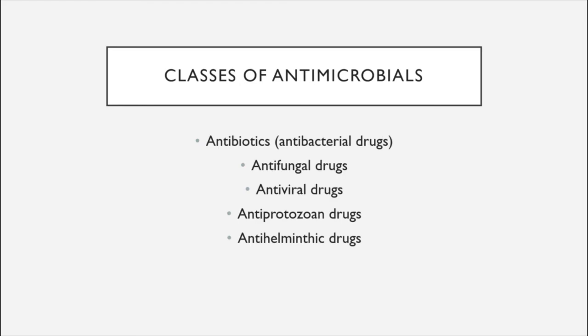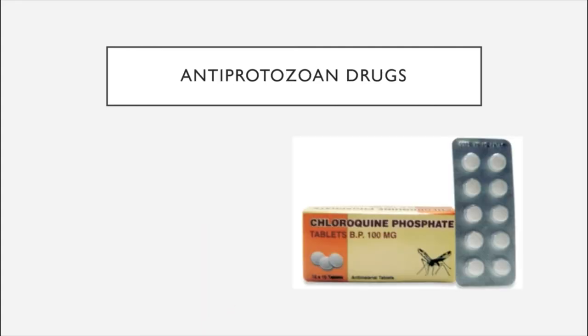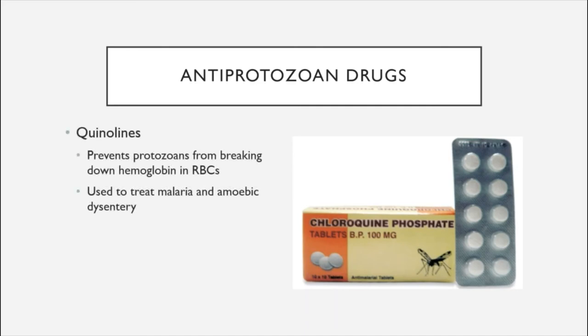Now we're moving on to antiprotozoan drugs. Antiprotozoan drugs come in a few different categories that treat specific protozoan infections. Quinolones, including chloroquine, are a group of drugs that prevent protozoans from breaking down hemoglobin in red blood cells. So these drugs are often used to treat protozoan pathogens that have interactions with red blood cells, such as Plasmodium falciparum, the cause of malaria, and Entamoeba histolytica, the cause of amoebic dysentery.